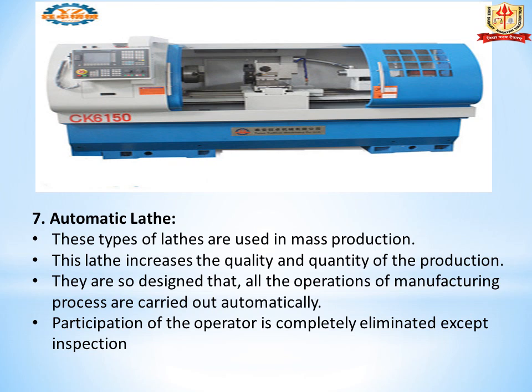Fourth point, participation of the operator is completely eliminated except for inspection. In an automatic lathe, all operations are performed automatically. There is no need of any operator to operate the machine. Only for inspection purposes is an operator needed.